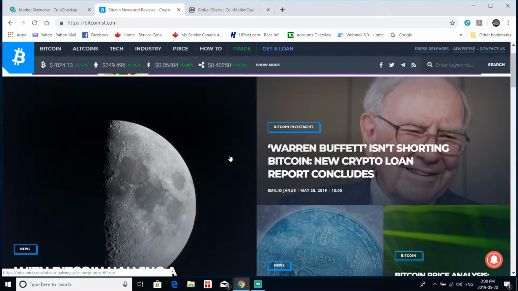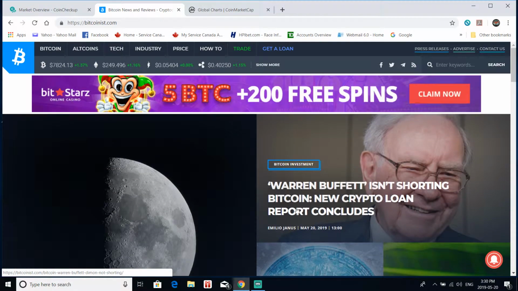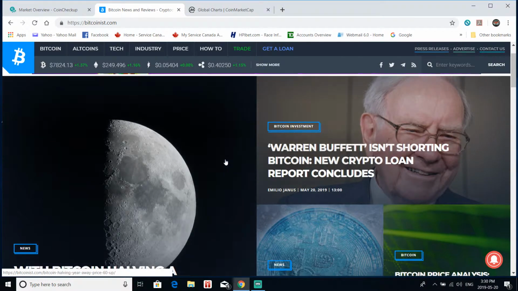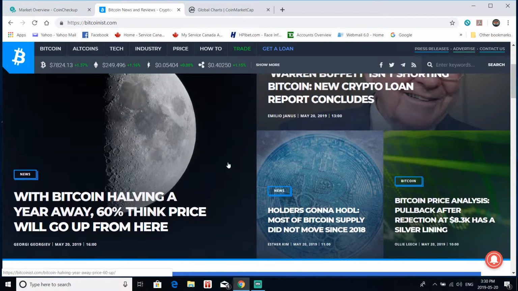Warren Buffett isn't shorting Bitcoin, new crypto loan report concludes. Who gives a shit? The guy is wealthy because he's been investing for fucking 18 centuries, for fuck's sake. And he's missed the boat on as much as he's hit. Don't forget that. He is highly successful and ultra wealthy, but don't forget, he's been investing longer than you and me have probably been alive. So again, somebody that's completely irrelevant in this space and should not have any media coverage whatsoever.